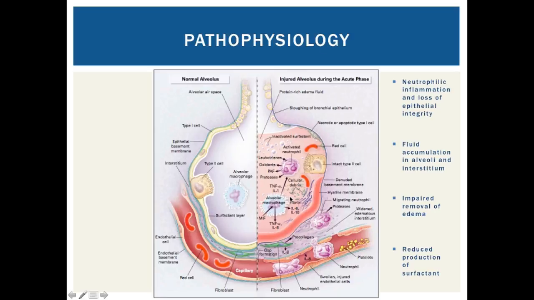So what you see is this is the normal alveolus over here, capillary. This is the interstitium, and this is the actual air sac. That's the alveolus right there. And then on the right, you see that there's neutrophilic inflammation inside the alveolus, so it's filling up with basically inflammatory cells. There's actually fluid that is leaking out in between the capillary and the alveolus, further distancing these two, making it harder for gas exchange to occur. There's impaired removal of this edema, and there's also a reduced production of surfactant as well.